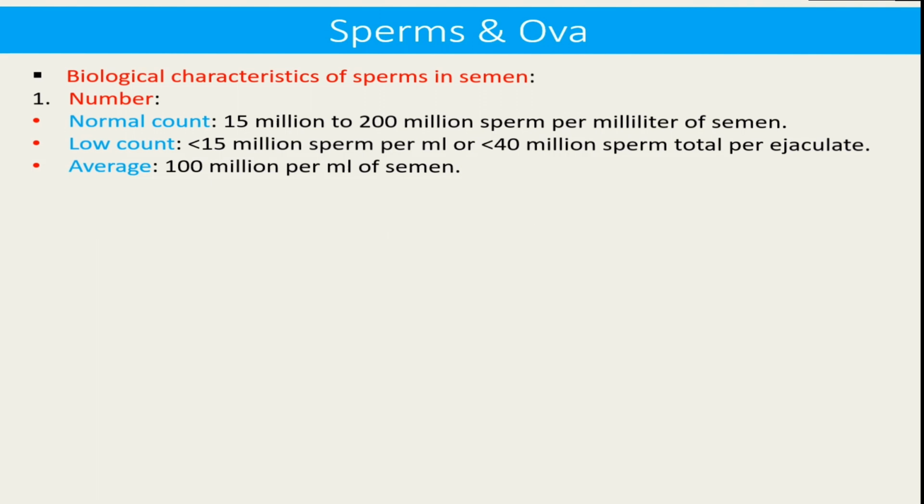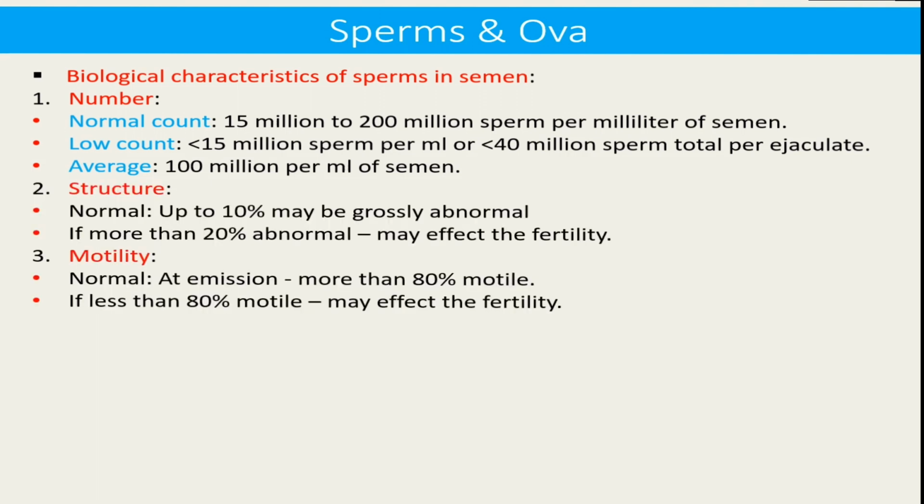On average, there are 100 million sperm per milliliter of semen. As regards the structure, up to 10% may be grossly abnormal in a normal individual. If it is more than 20% abnormal, that may affect the fertility.